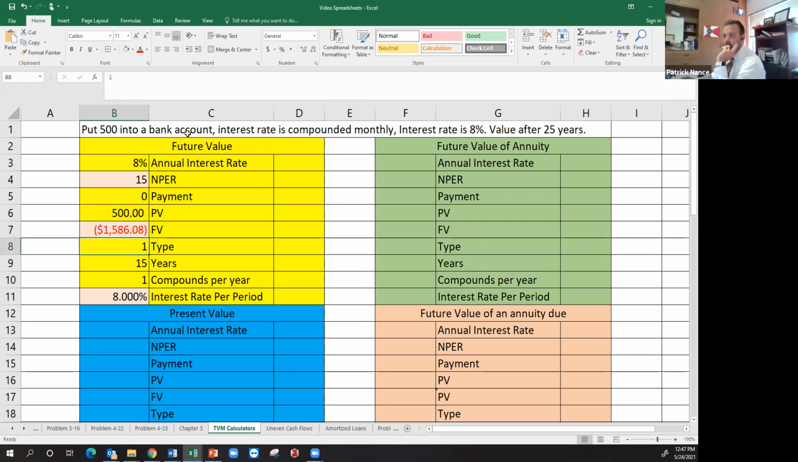The type, we'll do it at the beginning again. The number of years is 25 years. And compounds per year, this one is compounding monthly, so it is compounded 12 times per year. So there's the value. If I put $500 in a bank account at an interest rate of 8%, and it compounded monthly, the future value of that is going to be $3,670.09. And that's how you calculate the future value in Excel.